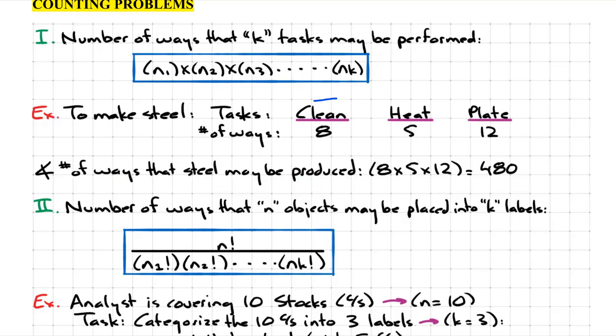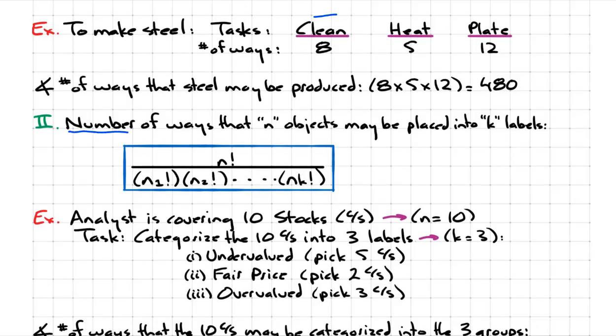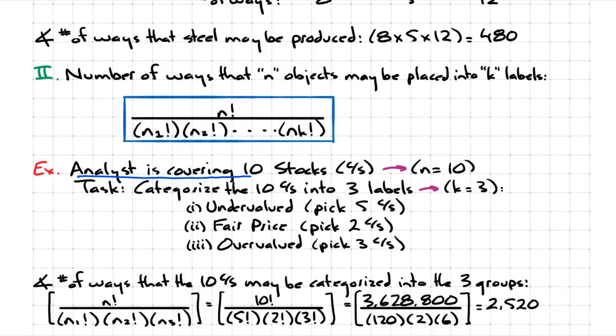In the second scenario, we want to count the number of ways that n objects may be placed into k labels. So once again, there's your framework. But again, I think it'll be easier for you to recall this process if you just try to understand the example I'm about to show you. Suppose that the analyst is covering 10 stocks. So this would be n equaling 10. So that's 10 objects. And the task is to categorize the 10 stocks into 3 labels. So in this case, k would be 3.